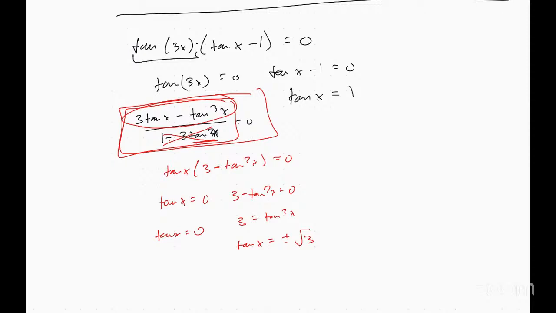Okay, so the square root of 3, tangent of 0. What's the tangent of 0? It's 0, right? So 0 works fine, because 1 minus 0 is 1.